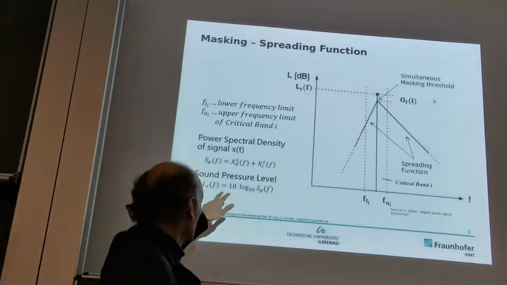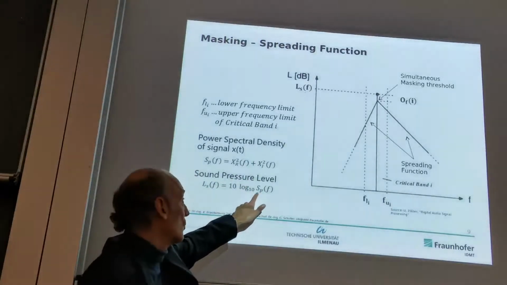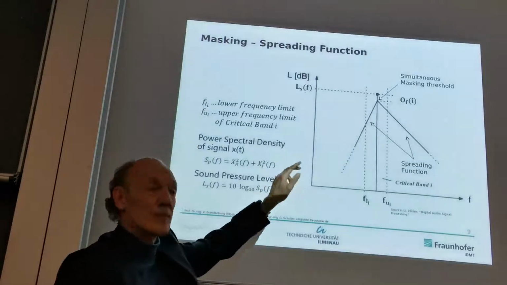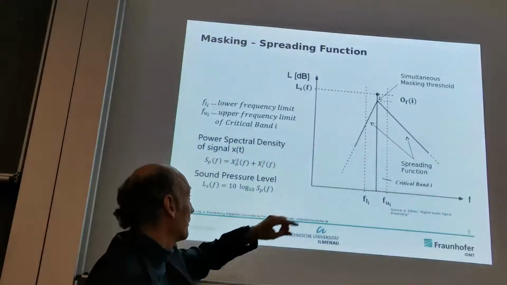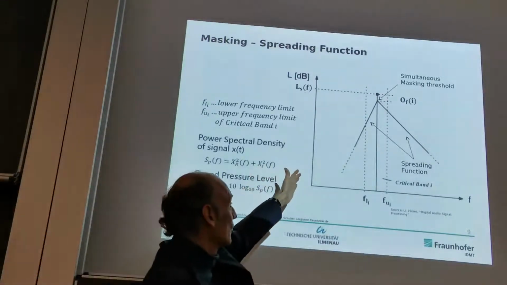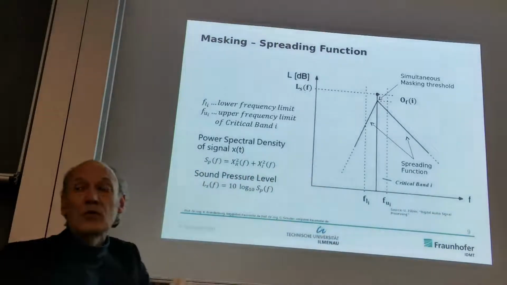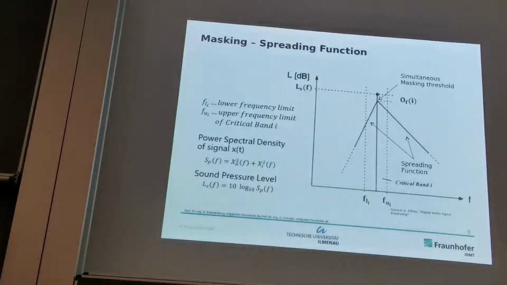Here you can see the sound pressure level is in dB for the power, 10 times log base 10. So basically, the vertical axis is a logarithmic axis, and the frequency axis is kind of a logarithmic axis, not exactly logarithmic, but similar.